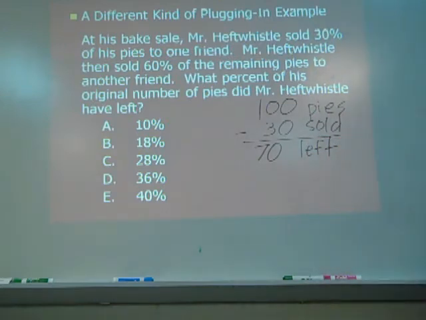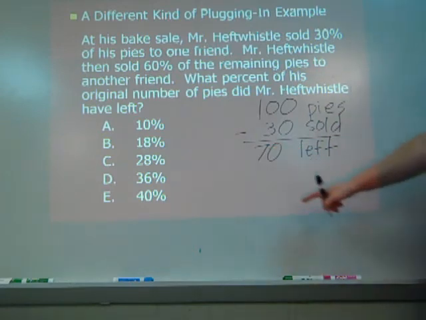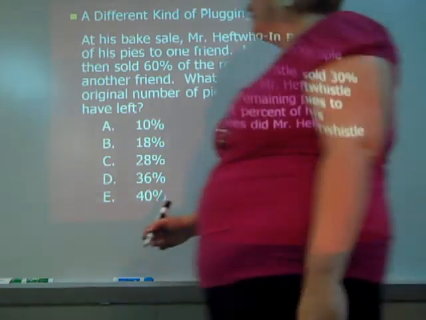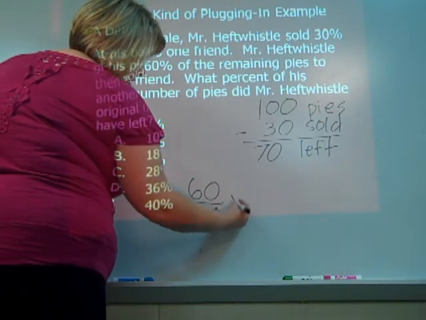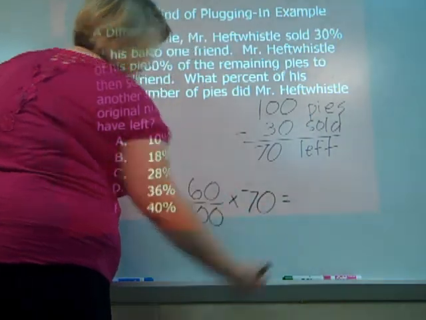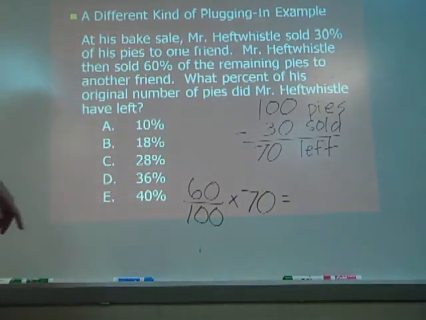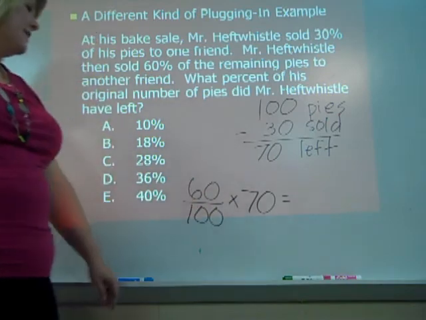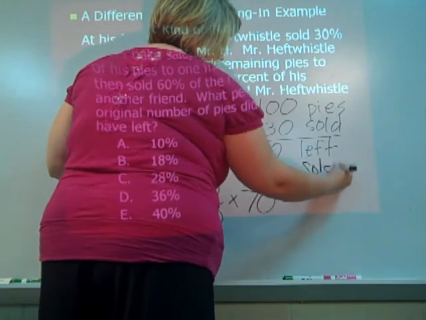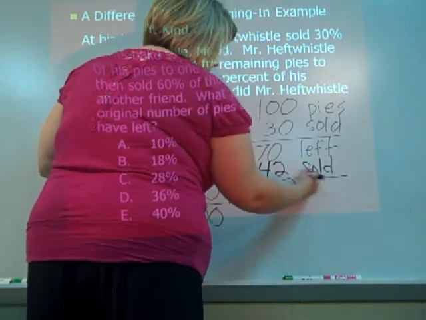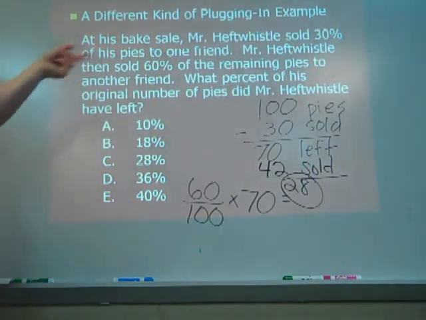Then he sells 60% of those. We're going to talk more about percents later, but the way that you find 60% of 70 is you say 60% of 70. So you do 60 out of 100 for 60%. Of means to multiply, and then 70. We'll get 42. So now he's got 28 left. 28 out of the original number was 100. 28 out of 100 is 28%.